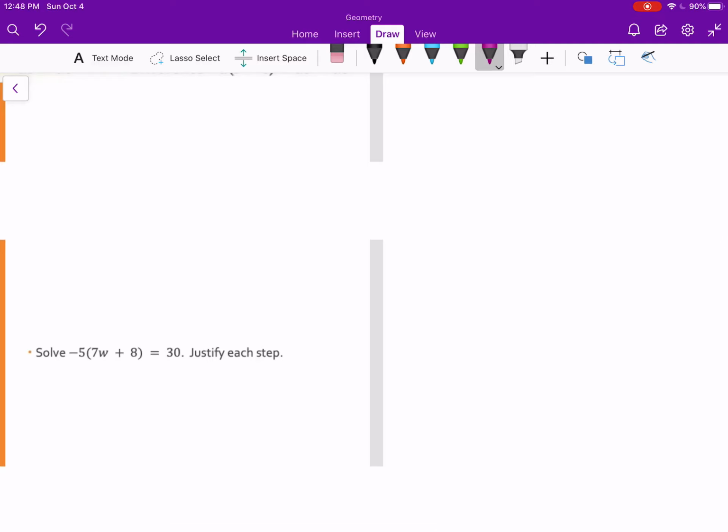So I'm going to start by rewriting it. Negative 5 times (7w plus 8) equals 30. I'm going to justify that by saying it was given. Alright, next thing I want to do, so basically what we're doing is we're just solving it like we normally would, except we are just doing a lot more to justify it.